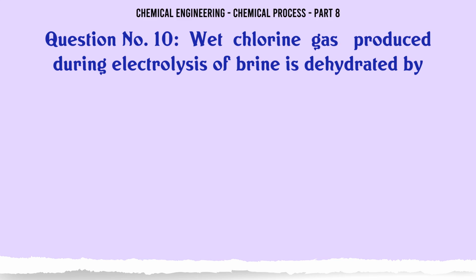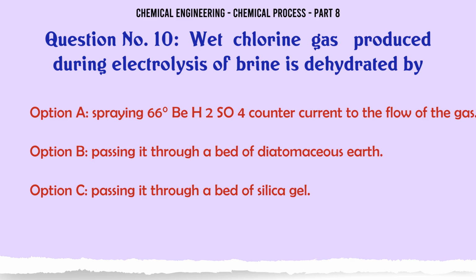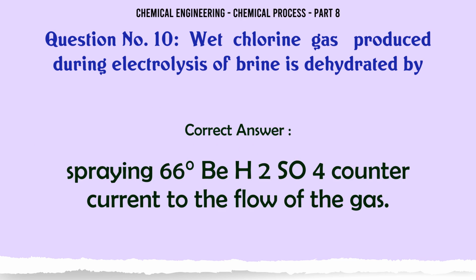Wet chlorine gas produced during electrolysis of brine is dehydrated by A. spraying 98% H2SO4 counter current to the flow of the gas, B. passing it through a bed of diatomaceous earth, C. passing it through a bed of silica gel, D. none of these. The correct answer is spraying 98% H2SO4 counter current to the flow of the gas.